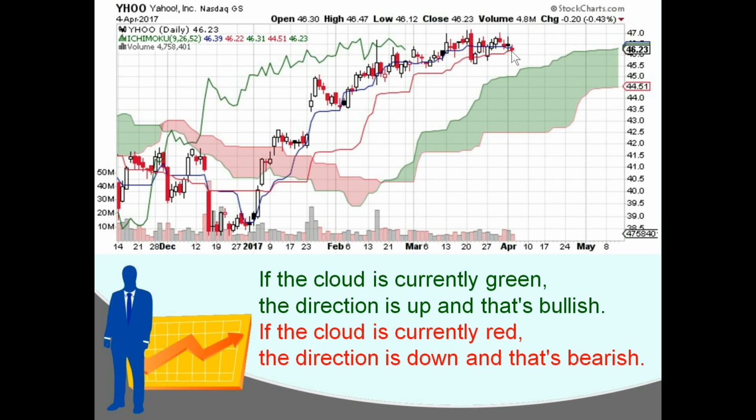So for example, if you look at today's candlestick, it's above the cloud, that's considered bullish, and the cloud itself is green, and that's also considered bullish. If you look at this candlestick on this day in December, the current candlestick is below the cloud, and that's considered bearish, and the cloud itself was colored red on this day, and so that's also a bearish sign.